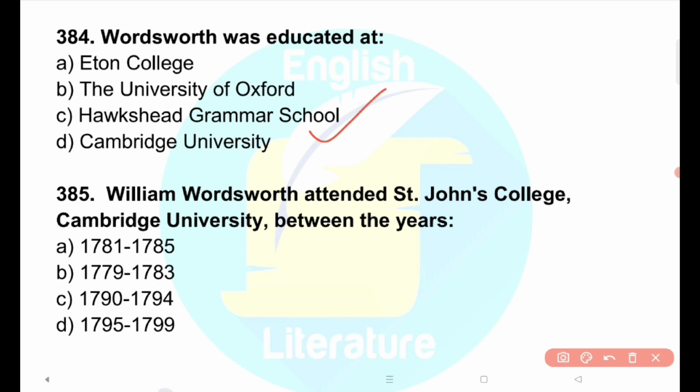William Wordsworth attended St. John's College, Cambridge University between the years option B, 1787 to 1791. Wordsworth attended St. John's College, graduating with a BA degree.